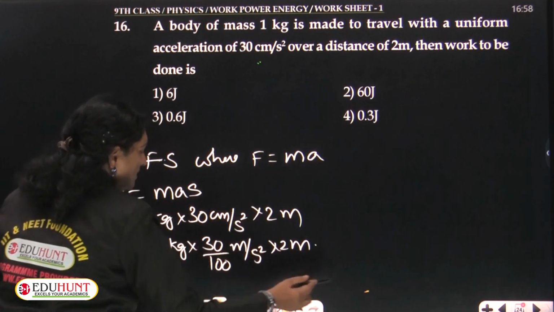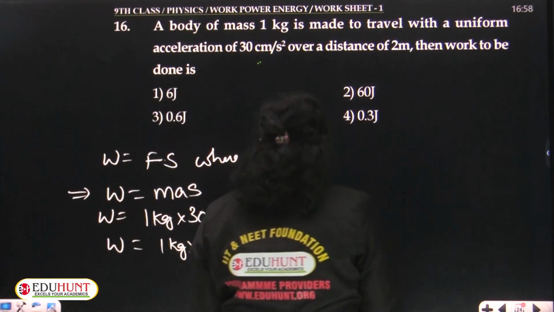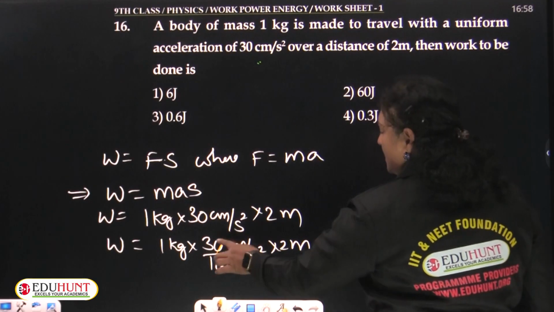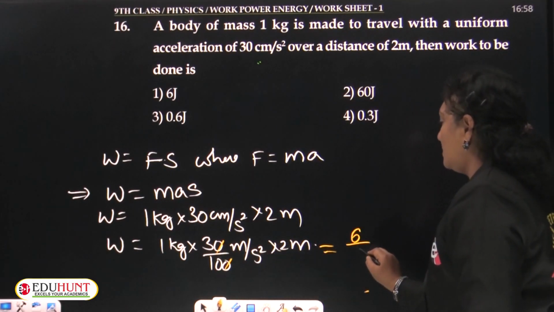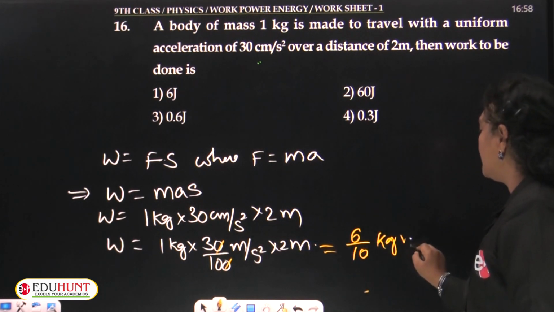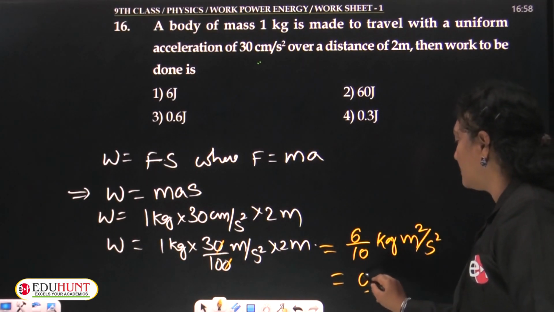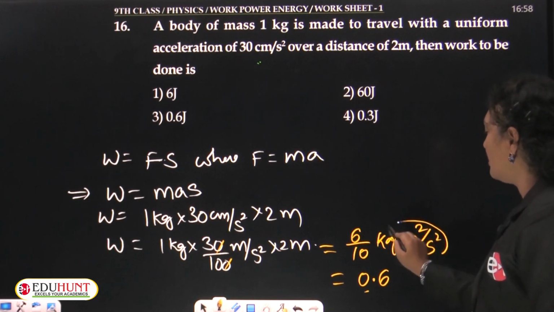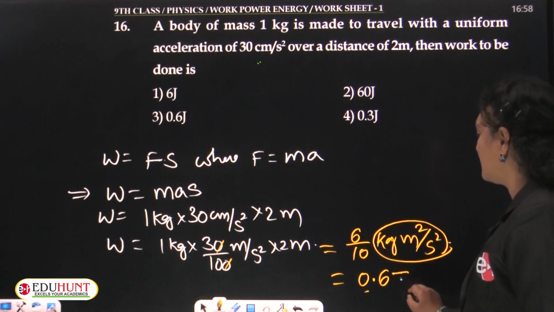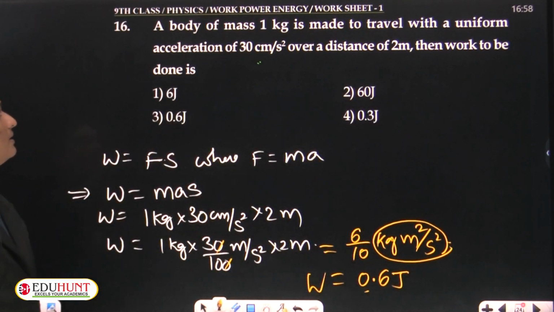So simplifying further, 0, 0 gets cancelled. So you are left with, what is the correct answer, children? 1 into 3 is 3, 3 into 2 is 6, 6 upon 10. Units here are kg meter into meter, meter square per second square. So this is equal to 6 upon 10, which is 0.6. Instead of kg meter square per second square, you can represent it with J, joules. Therefore, the work done on this mass is nothing but 0.6 joules and hence option 3 must be true.